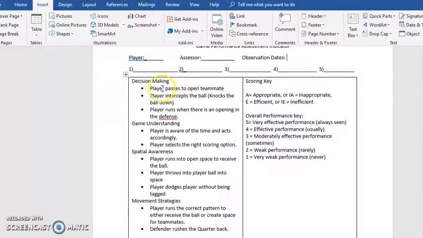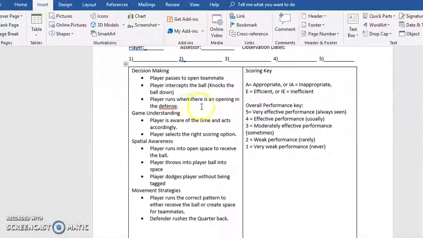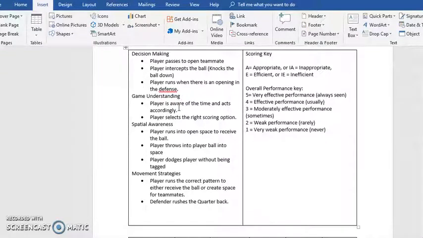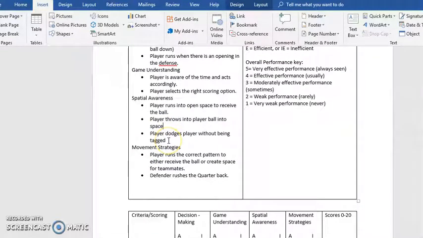For decision making, if the player passes to an open teammate, if the player intercepts the ball or knocks the ball down, if the player runs when there is an opening in the defense, those are all indications of good decision making. Game understanding: the player is aware of the time and acts accordingly, and selects the right scoring option. Spatial awareness: the player runs in open space to receive the ball, and the player throws the ball into space, into an area where the teammate is going to run.